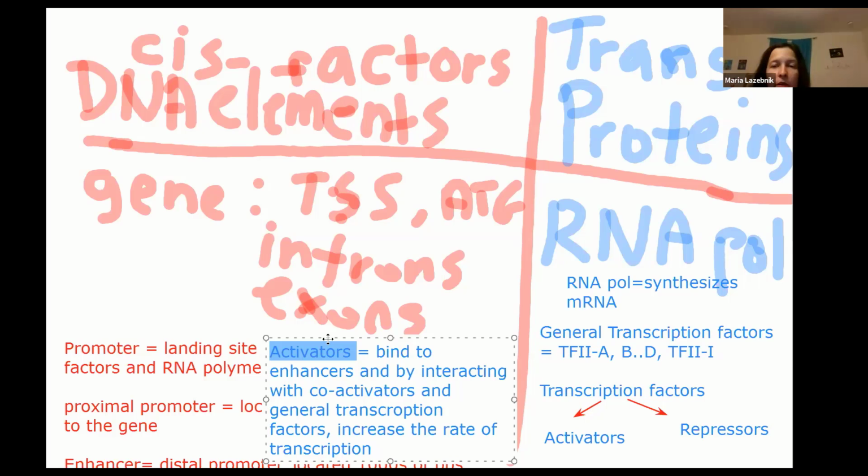What is a repressor? Repressors interfere with activators. So suppose an activator wants to bind to a certain portion of the promoter, and the repressor protein is sitting there, preventing the activator from binding to that site.